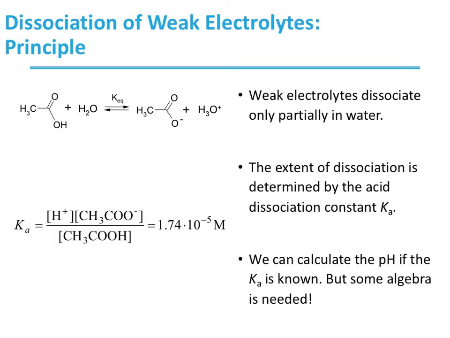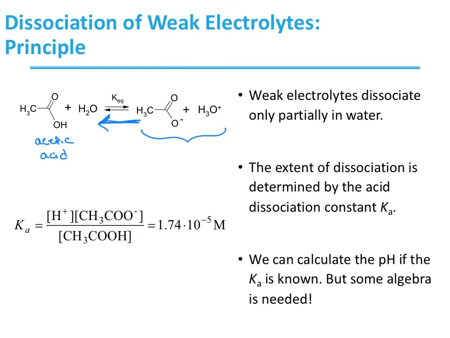We will often be dealing with weak electrolytes and weak acids. So this is acetic acid, also known as vinegar, and it's a weak acid. And what that means is that it just partially dissociates in water. So the equilibrium expression here is going to lie mostly to the left. So acetic acid is going to mostly be in its reactant form, not in its hydronium ion and acetate form.